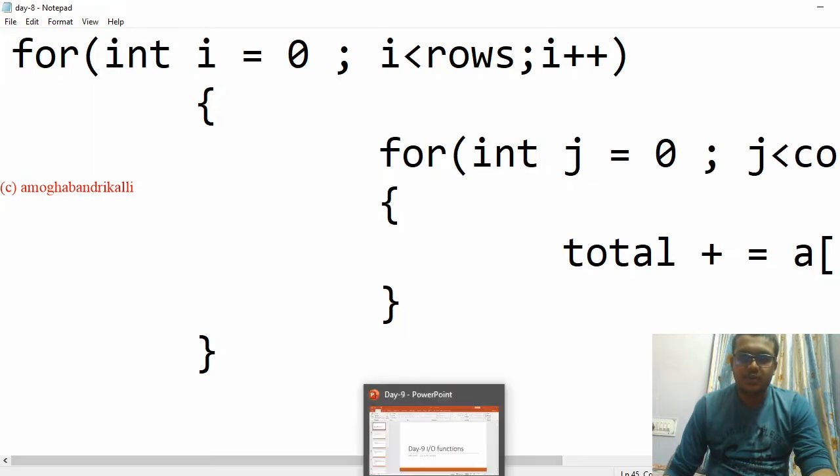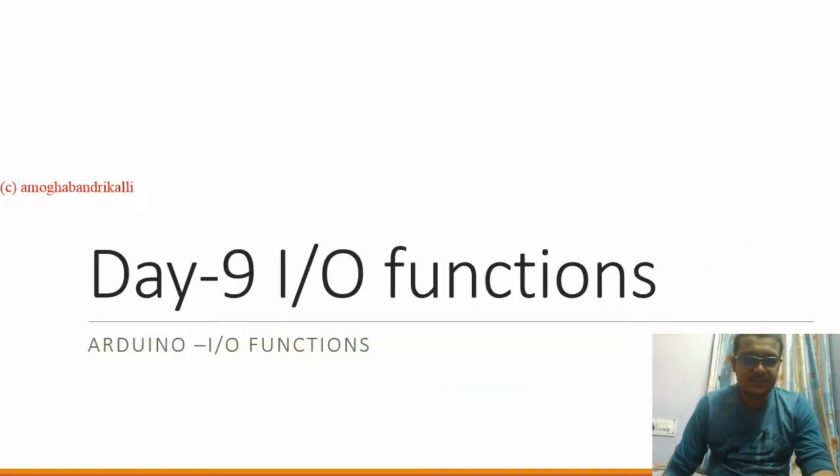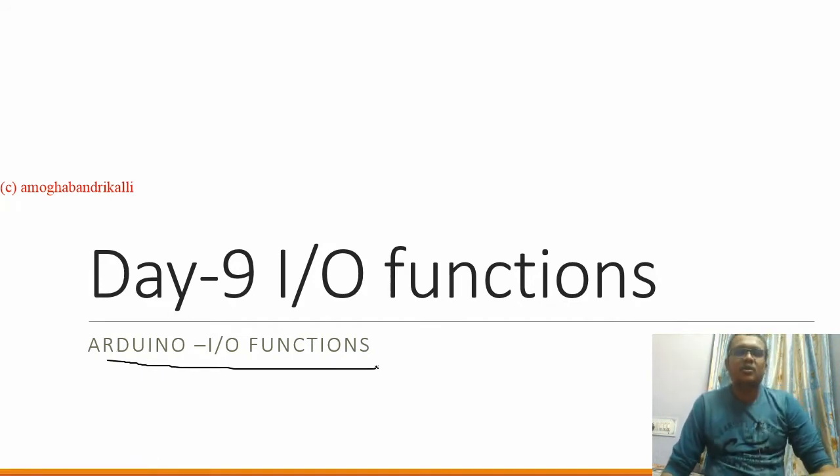So today we are going to see about IO functions. Let me take a pen here and change that pen color to black. Here we are seeing how to configure the pins. We have 5 analog pins and 14 digital pins. These pins should be configured as either input or output.